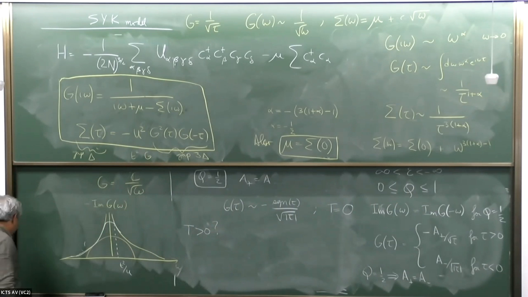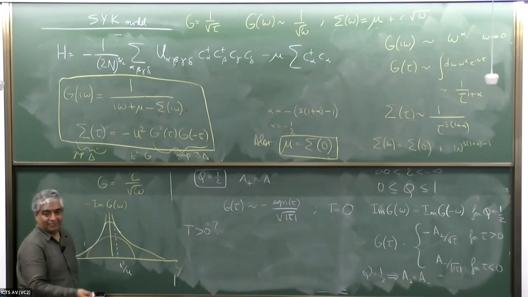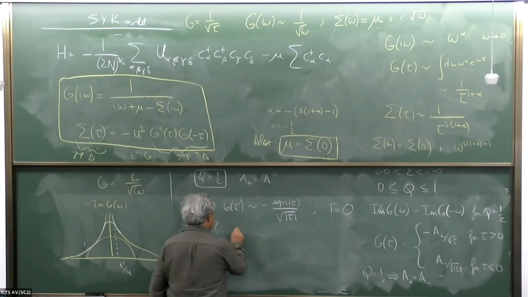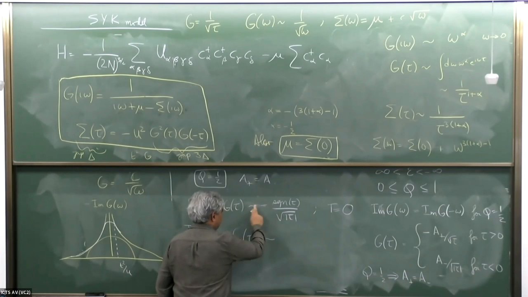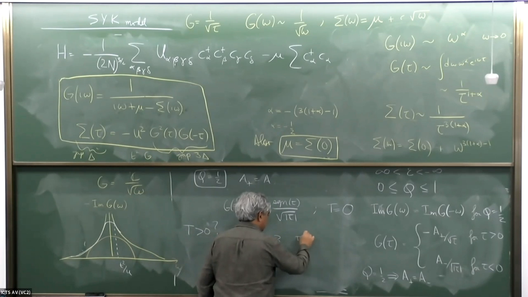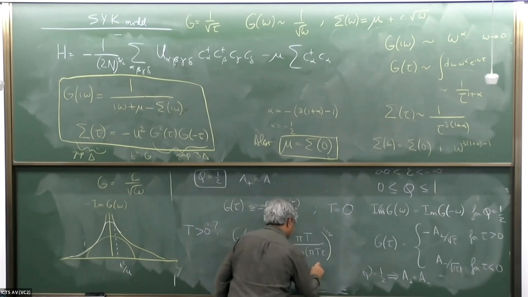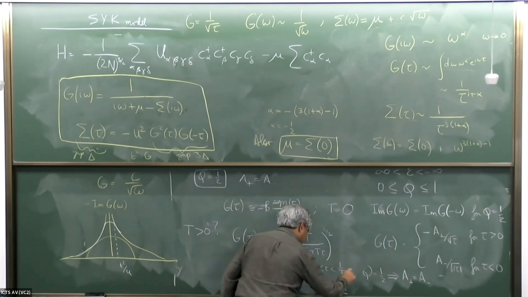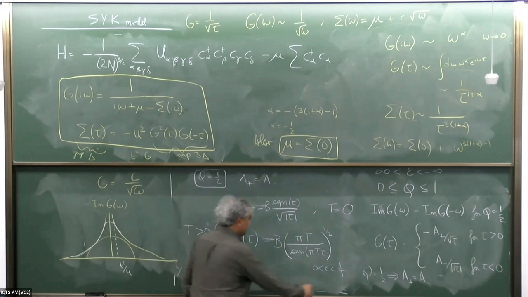Okay, so let me just say that I'll give you the answer, and then you have to check that it works. And that takes a bit of work, but the answer turns out to be g of tau is again, with some of the same, let me put an equal to here. So there's some coefficient here, let's call that b. So minus b, and it will be pi t over sine pi t tau, the whole to the 1/2. And this is for zero less than tau less than 1/T. So the principal domain at finite temperature.